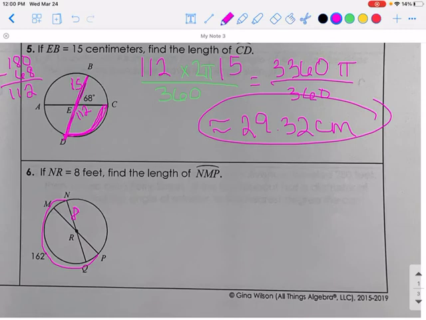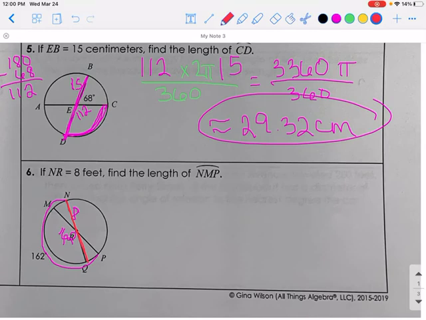So, I don't have anything within the circle, but I have that 162, which tells me, the way I'm understanding the 162 is from M to Q. So this angle right here is 162. Oop. I have a diameter, right? It's going through the center of the circle. So I cut my circle in half.